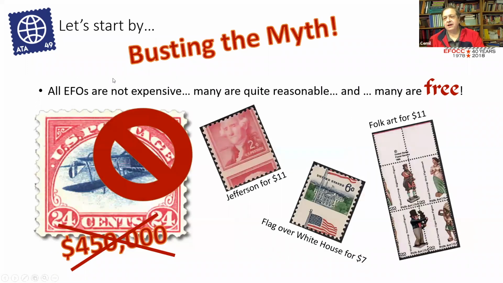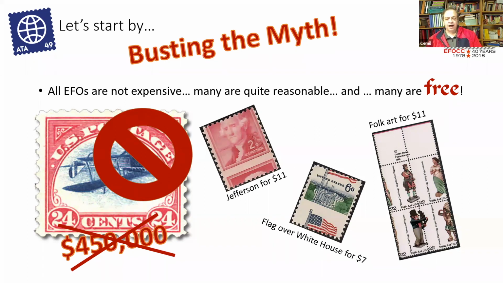So first, let me start by busting the myths, okay? When people often hear about EFOs, they think of a stamp with a plane upside down. That's an EFO for sure, it's an error, and it will set you back by probably about $300,000, $400,000, $500,000 to buy one. But you know something, I'm a regular guy.